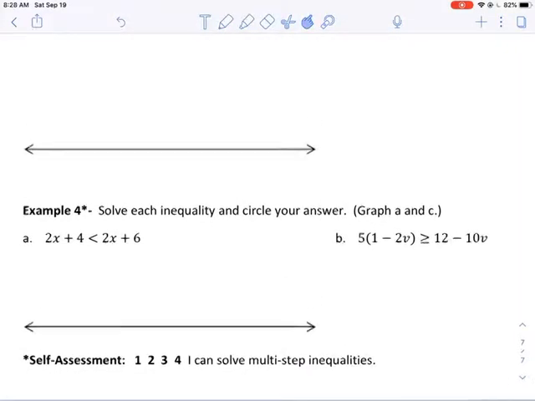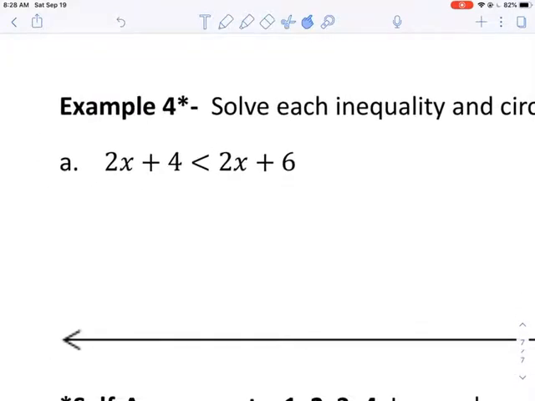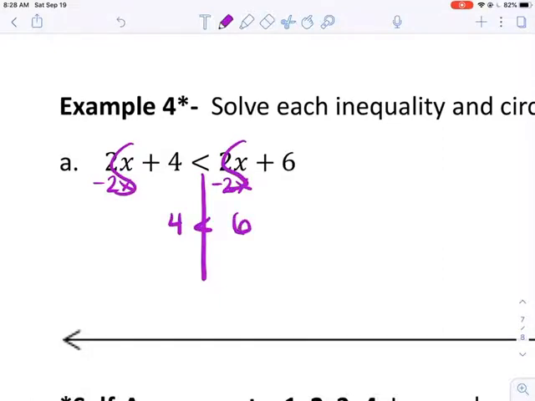So I'm going to go ahead and zoom in on my example A, and I have 2x plus 4 is less than 2x plus 6. I draw my line, and whenever I have x on both sides of the equal sign or the inequality sign, I get rid of the variable term first. I'm going to subtract 2x from both sides, and I find that these cancel out, and I get 4 is less than 6.